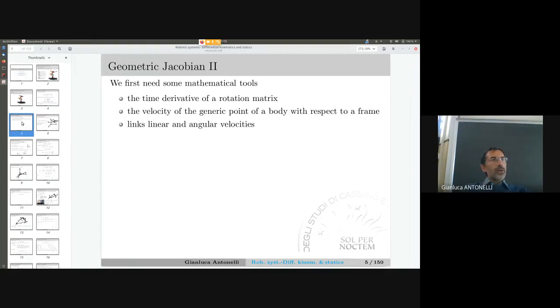In order to compute the geometric Jacobian, we first need to increase our mathematical background by studying three concepts that should be new for the students of computer science, so informatica, and shouldn't be new for mechanical engineering, but we are repeating those concepts for all. Okay?